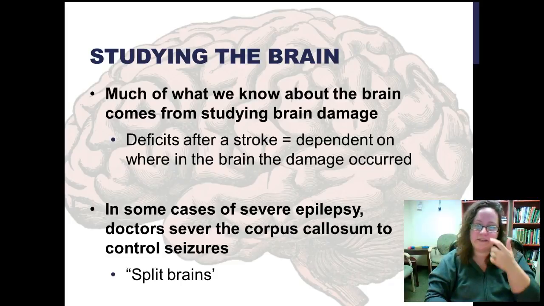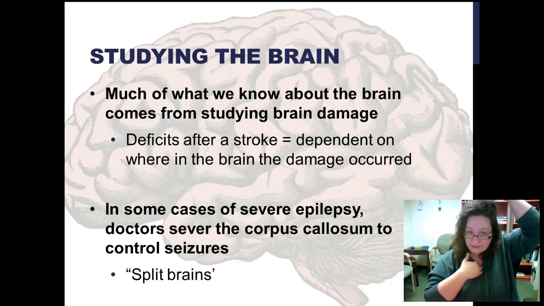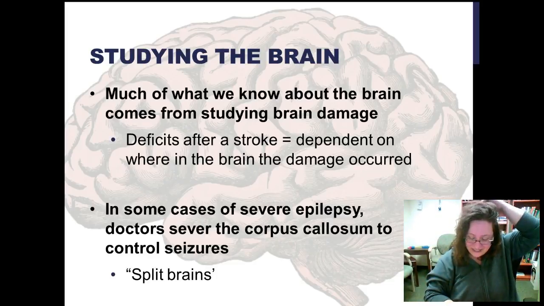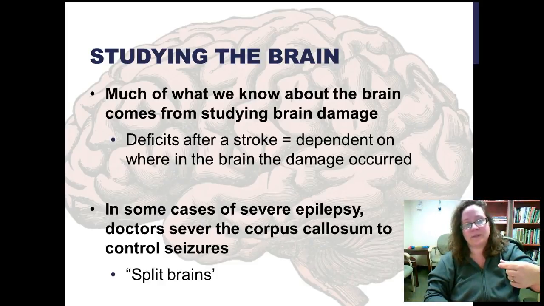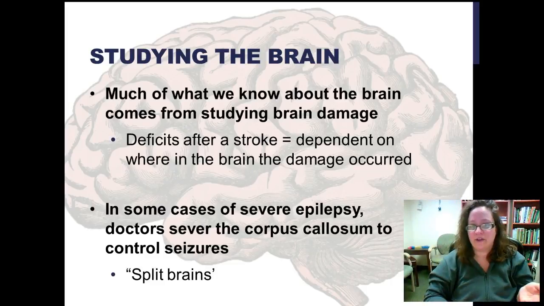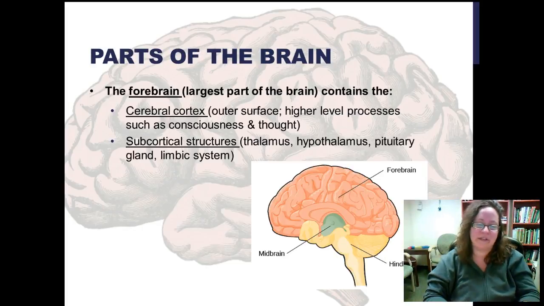In some cases of severe epilepsy, too, we've done a split brain surgery. I say we, but I haven't. Psychologists have. They go in and separate those two hemispheres. They cut through that corpus callosum. That way, if seizure activity starts in one hemisphere, it can't easily be transmitted to the other hemisphere. So it stops that communication, but it also gives us a lot of really interesting deficits.